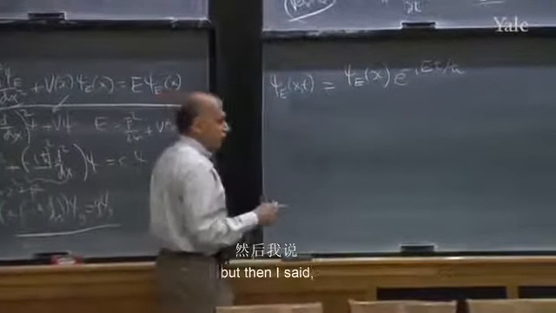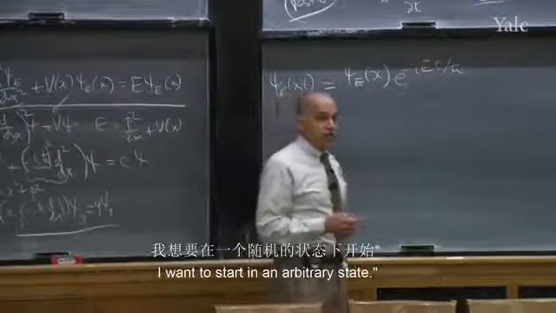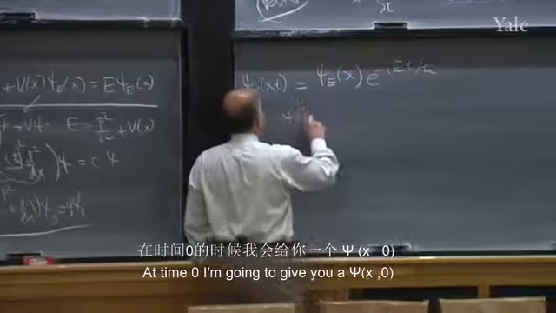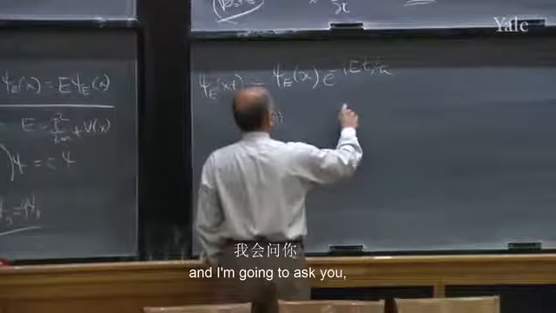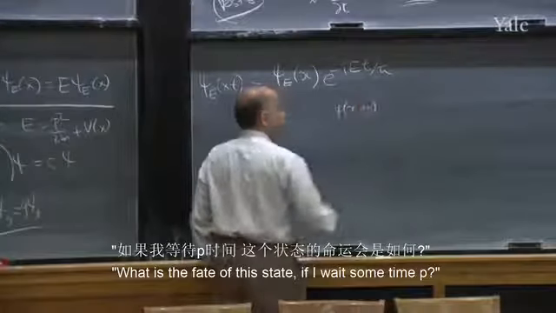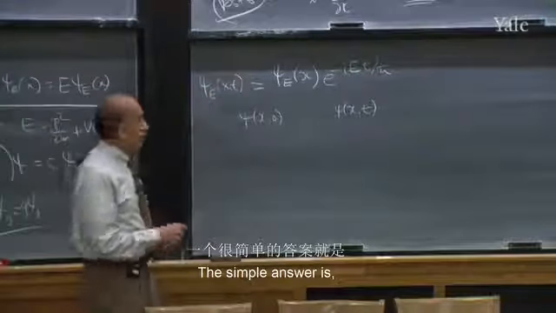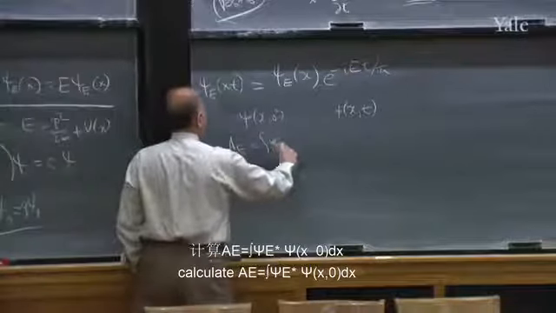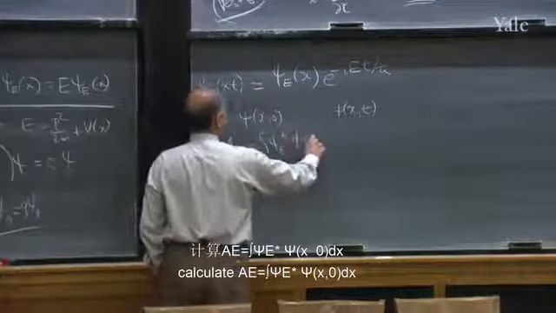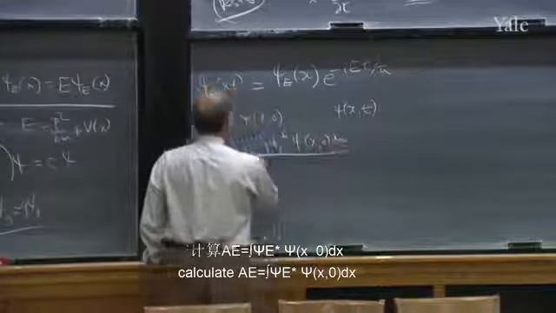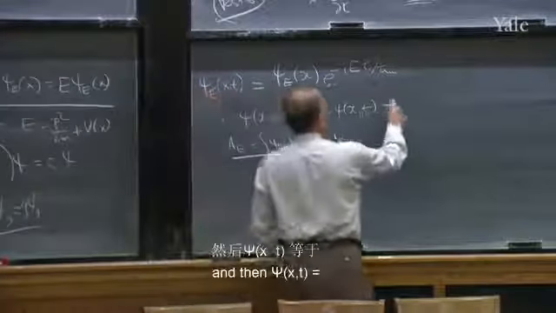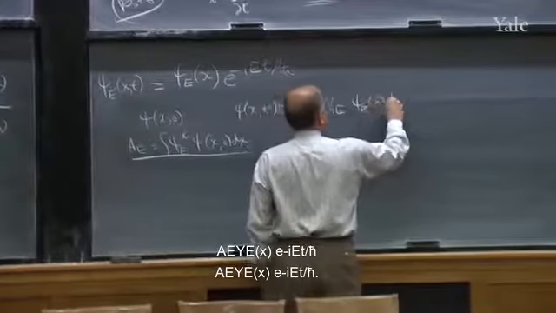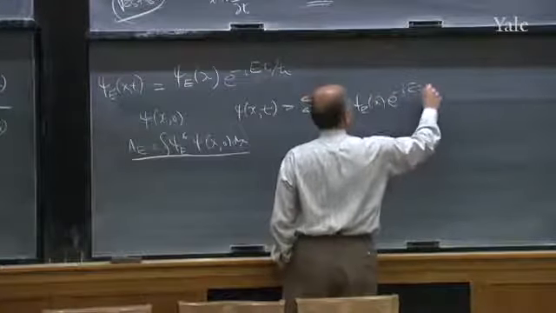But then I said, maybe I don't want to start in a state of definite energy. I want to start in an arbitrary state. At some time 0, I'm going to give you a psi of x and 0, and I'm going to ask you, what is the fate of this state if I wait some time t? The simple answer is, take psi of x and 0, calculate a sub E, which is the integral of psi sub E star times psi of x and 0 dx. And then psi of x and t is the sum of a sub E psi E of x times e to the minus iEt over h bar.